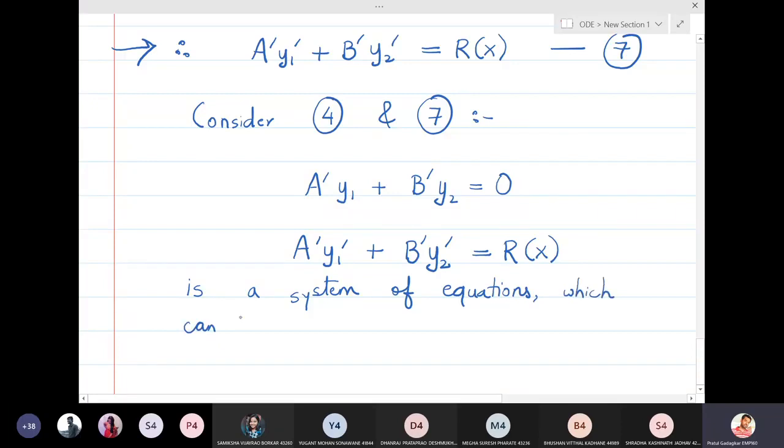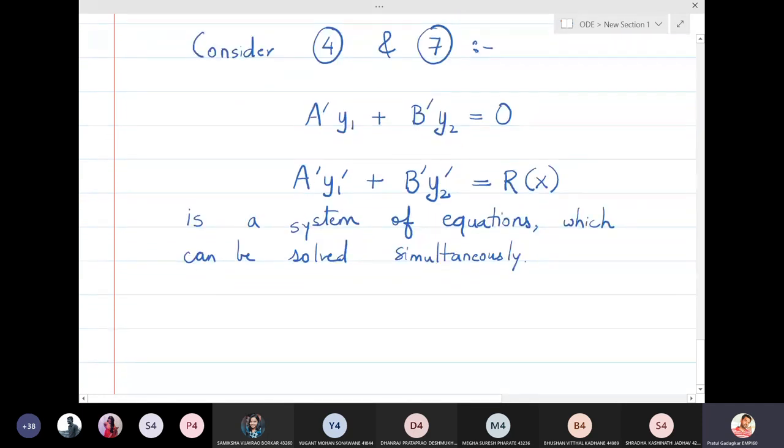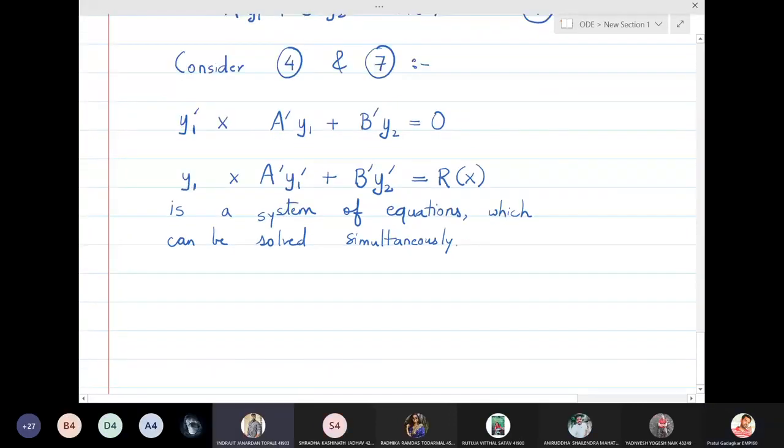If I solve these two equations simultaneously, which quantities will I be able to find? I will be able to find a dash and b dash. See, a dash and b dash are in both equations. These are different: y1, y2, y1 dash, y2 dash. So when I solve these two equations simultaneously, I will get the answers for a dash and b dash. How will I solve them simultaneously? First equation I will multiply by y1 dash, and second equation I will multiply by y1.